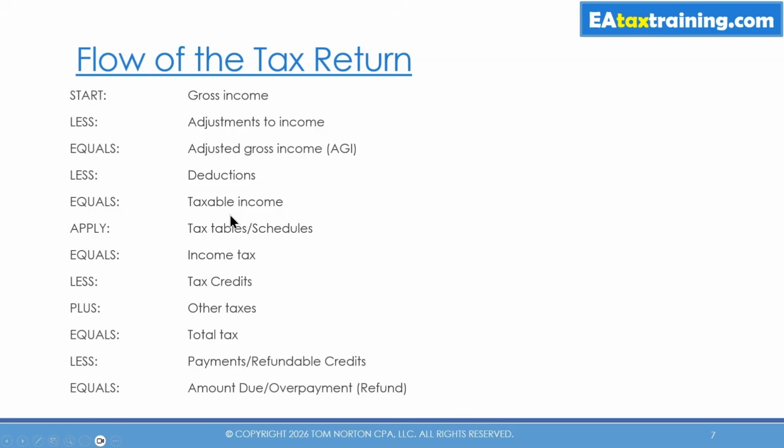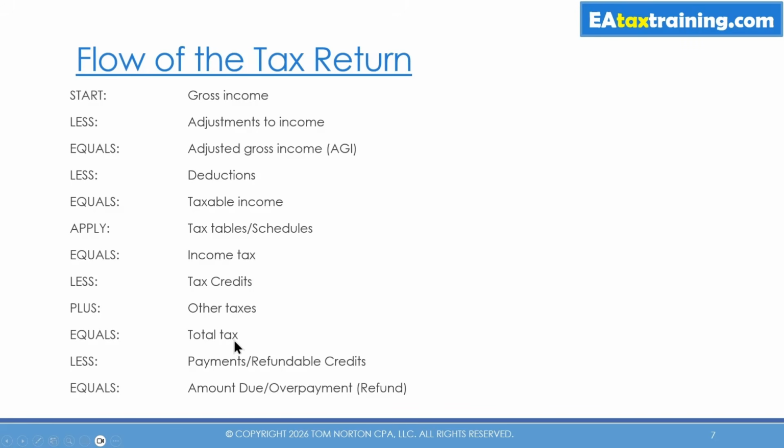Once we have taxable income, we can then compute our income tax. We do that by applying either tax tables or tax rate schedules. That then gives us our income tax, but we're not finished yet. Some taxpayers will then have tax credits that they can use to reduce their income tax, and some taxpayers will have other taxes other than income tax that they need to pay. So we need to add those back to their income tax. Once we subtract the credits and add the other taxes, that leaves us with our total tax.